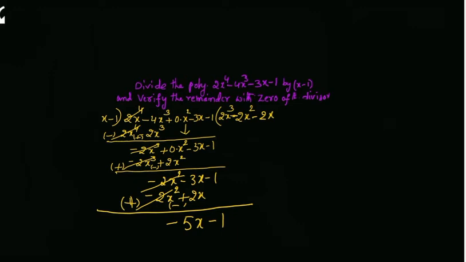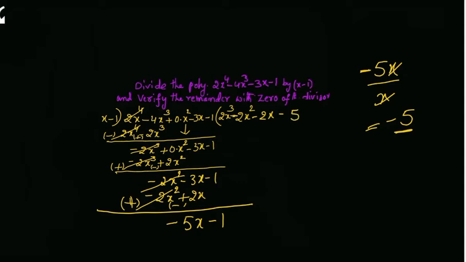Here also, just after getting this, just see the degrees. Here the degree becomes 1. Here also the degree of the divisor is 1. So we have to do one more step. In this step also we have to follow the same rule. The first term, minus 5x, by the first term x. By cancelling we get minus 5. This is the quotient term. Next here you have to write minus 5.